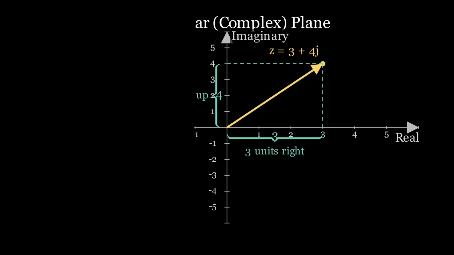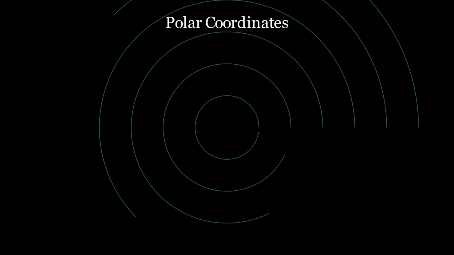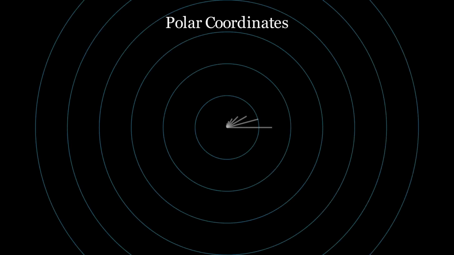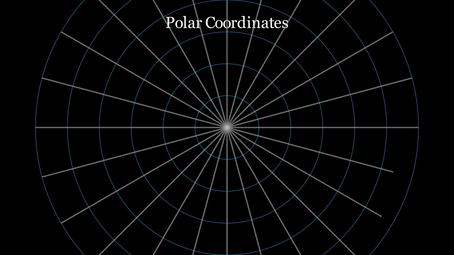The polar representation of a sine wave can be demonstrated by two variables: its magnitude and the angle it makes with the positive x-axis.